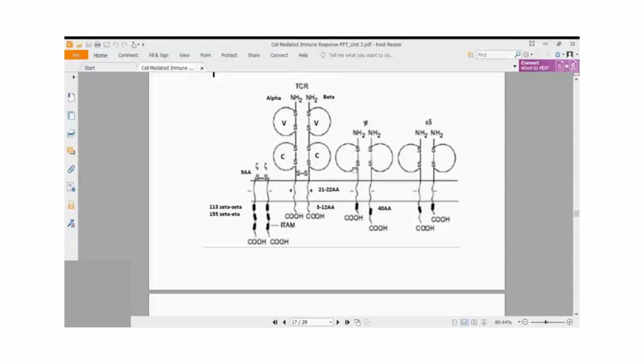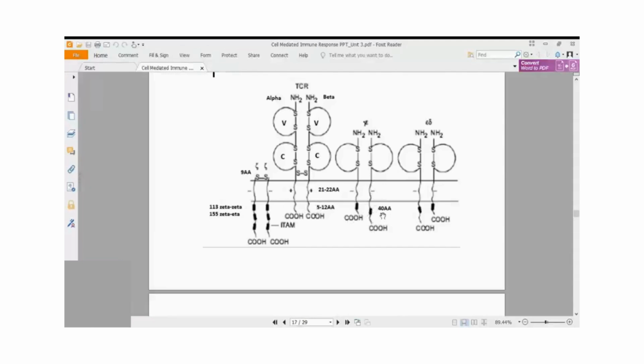And the difference here is in the transmembrane region. The same number of amino acids may be there, like 21 to 22 amino acids, but it is predominantly made up of negatively charged amino acids, like aspartic acid and glutamic acid. Okay, and the cytoplasmic domain is longer. It is longer than the cytoplasmic domain of the TCR. The cytoplasmic domain would contain about 40 amino acids.